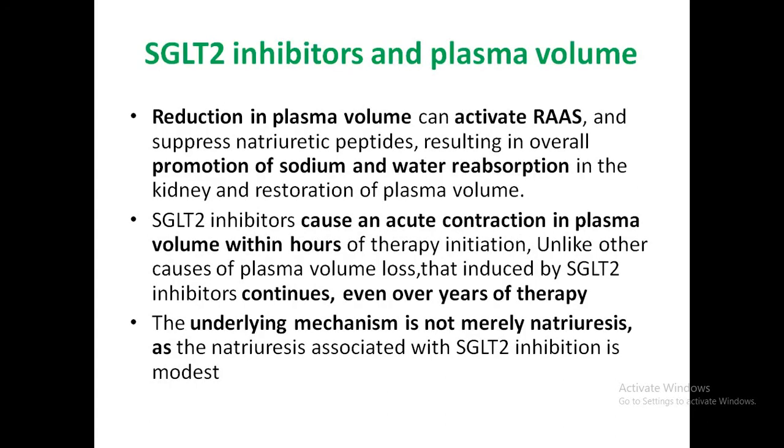Coming to plasma volume, SGLT2 inhibitors will reduce the plasma volume. Thus, it leads to activation of RAS and suppression of natriuretic peptides, resulting in overall promotion of sodium and water reabsorption in the kidney and restoration of the plasma volume. So theoretically, SGLT inhibition can activate the RAS.